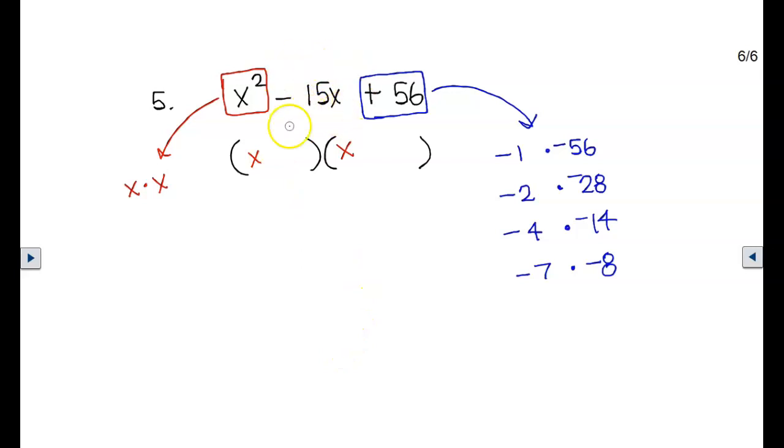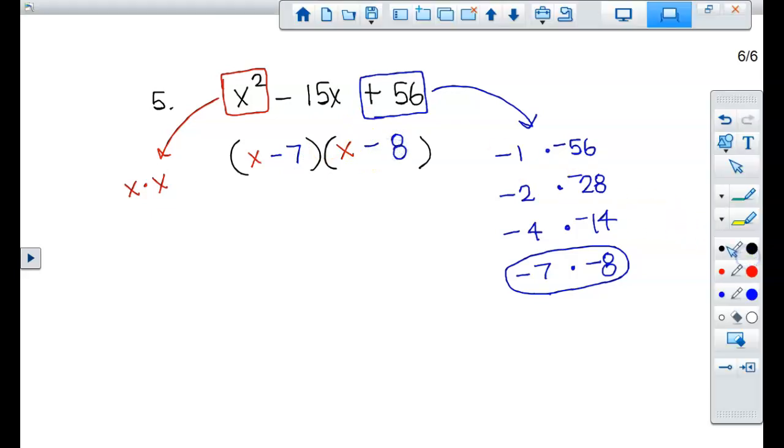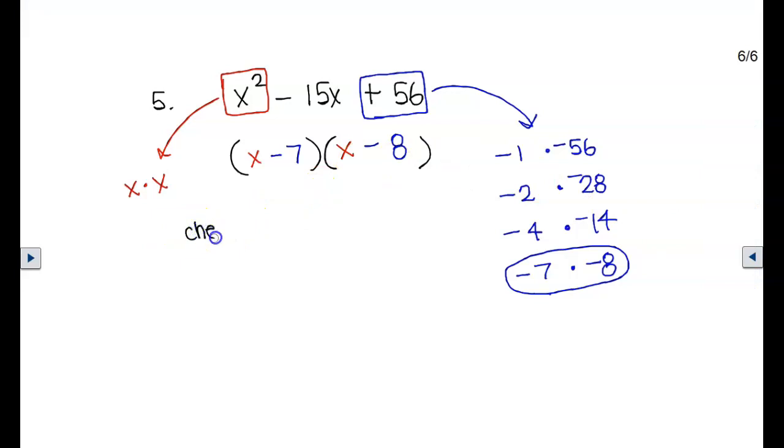All right, so now I'm looking for negative 15 in the middle. When I examine these choices, this combination right here seems most likely to get me that negative 15. So I'm going to put a negative 7 and a negative 8 into my parentheses, and here is my guess. So now let's check it.